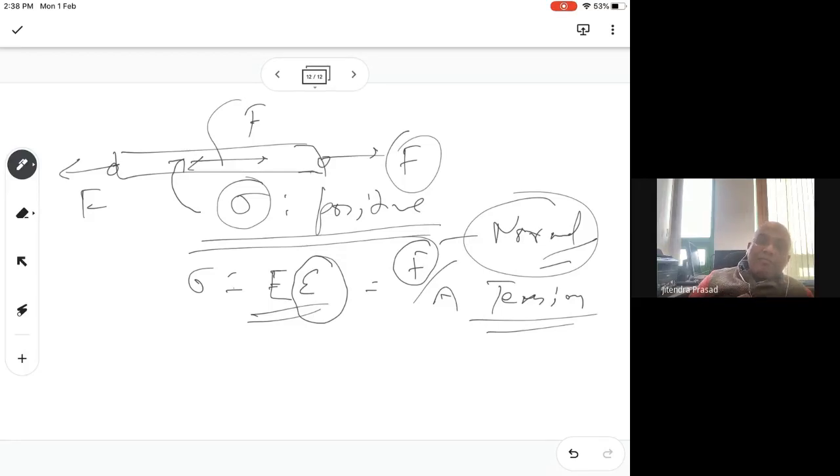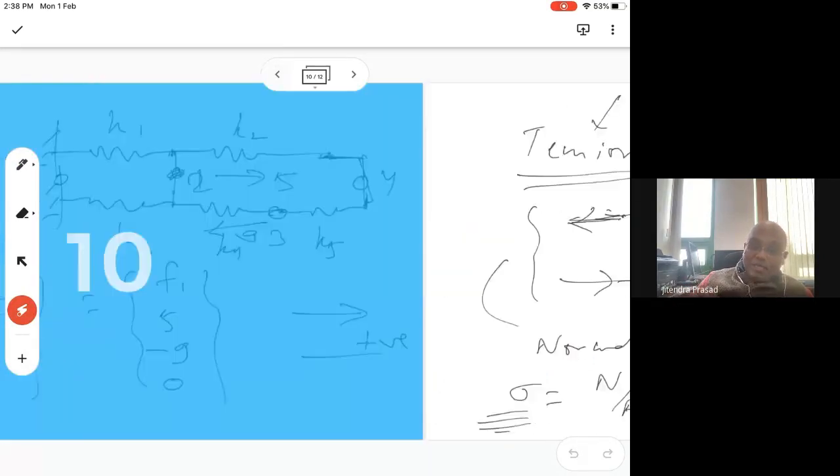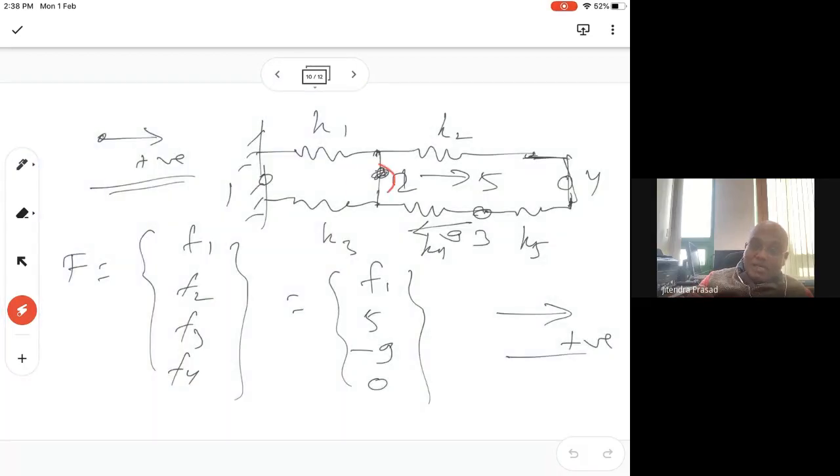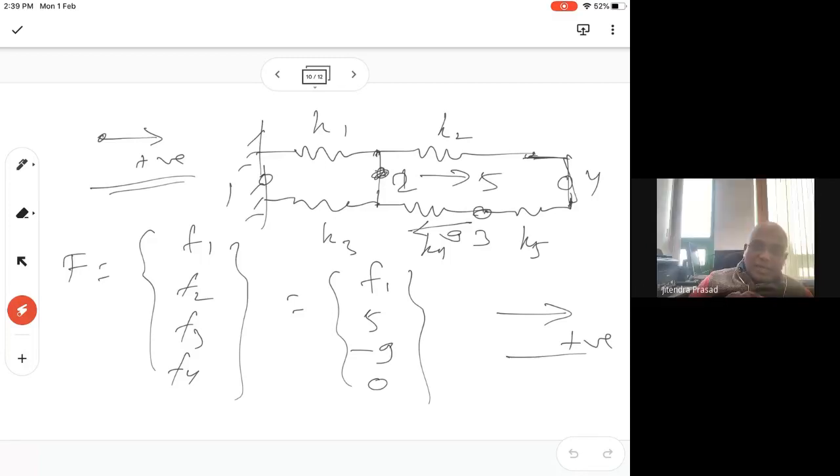But for you, basically, you don't have to worry about that. You just have to worry about how to write. When you say positive x direction, you write positive. When you say negative x direction, you write negative. That's it. You got it? Yes, sir. Okay.